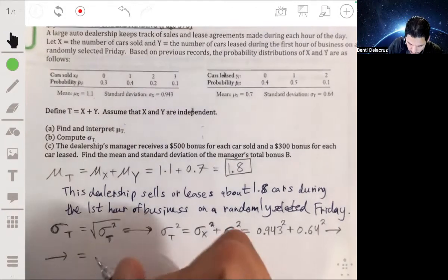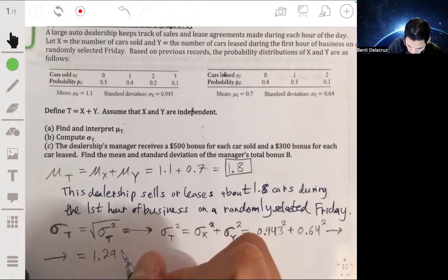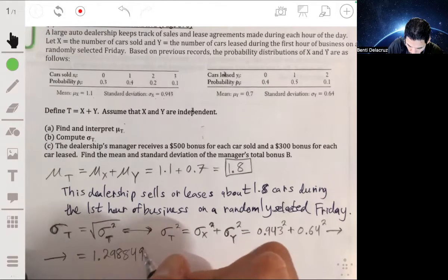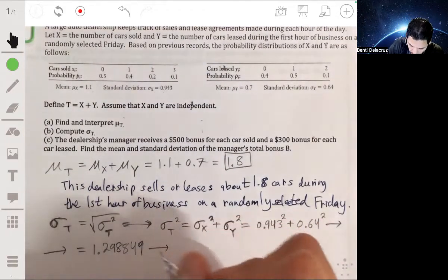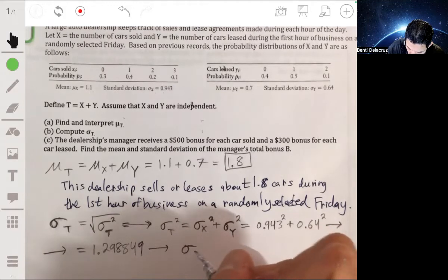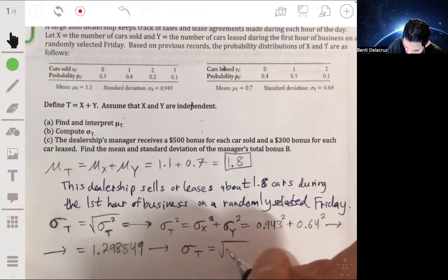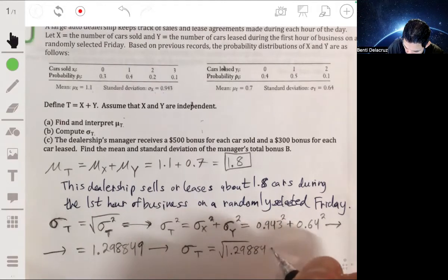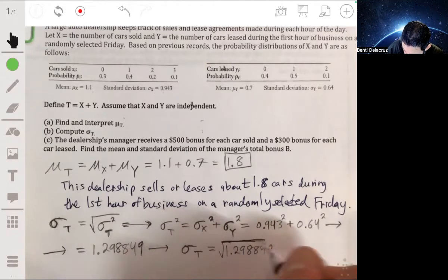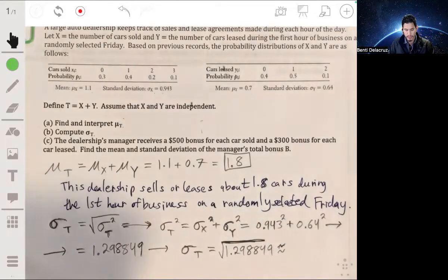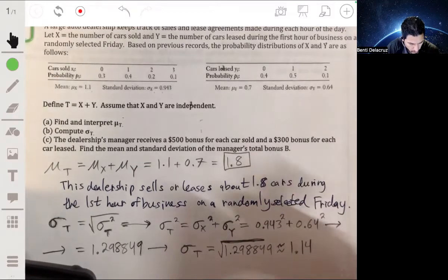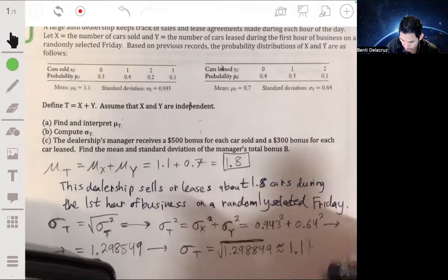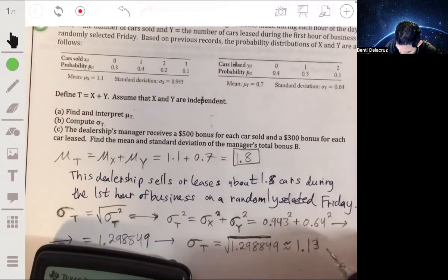And we're going to get about 1.298849. Take the square root of this. And so the standard deviation of T will be the square root of 1.298849, which will be about 1.13967. Actually, I don't like cutting it off too early, so it's 1.13967.